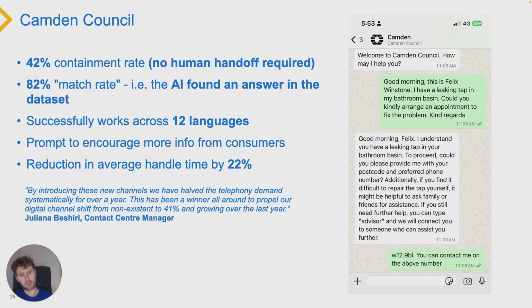Camden is also a very multicultural part of London, and there are a lot of different languages that need to be supported. And the beauty of the LLM is that it's very, very good at all these different languages. So they have deployed this across WhatsApp, and I've seen a real benefit from doing this. And this has also been part of their wider channel shift to move from telephony to more digital self-service channels.